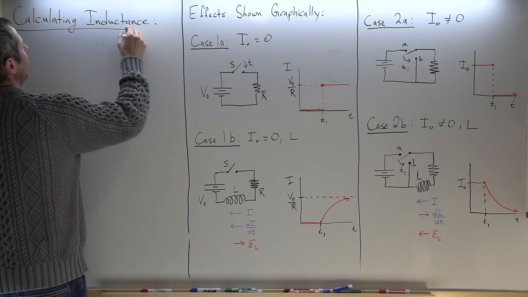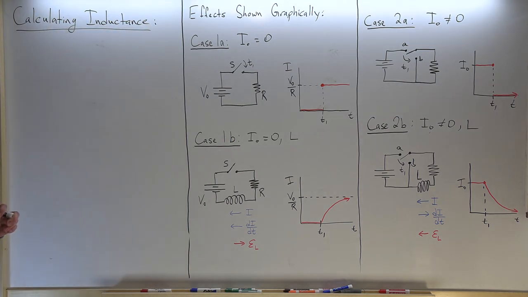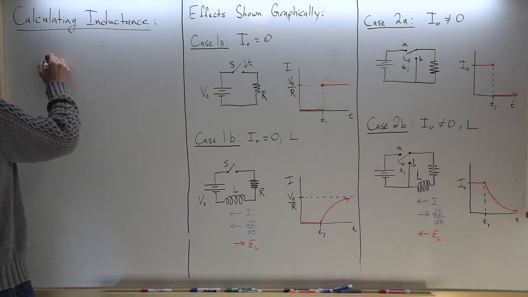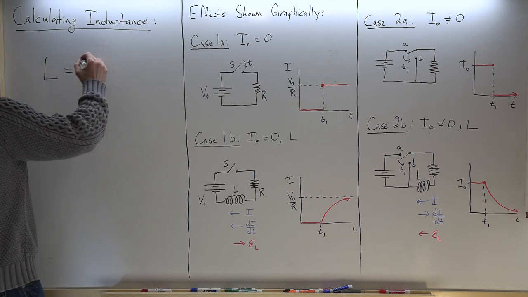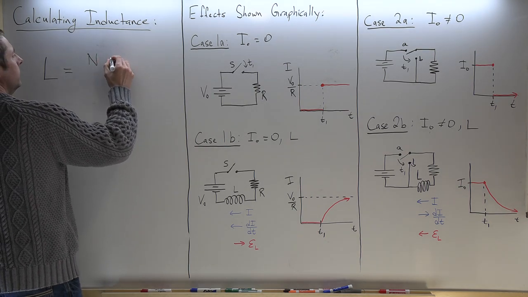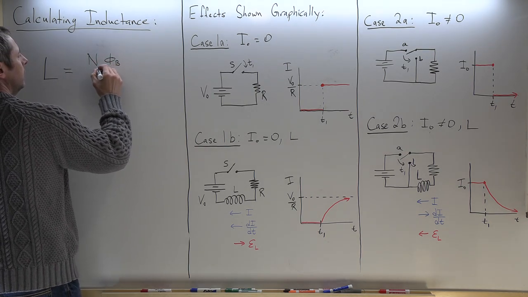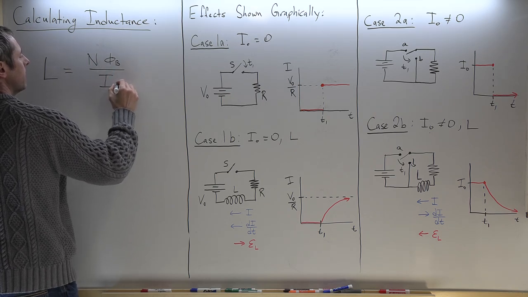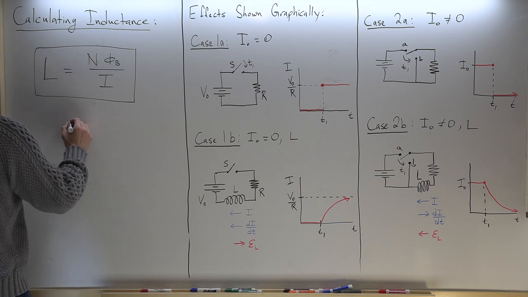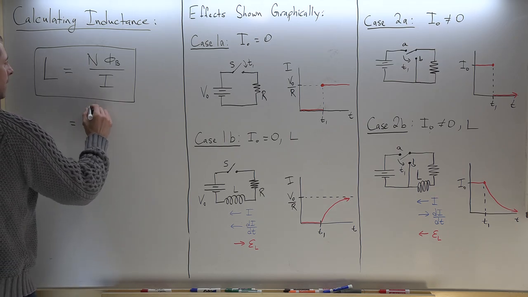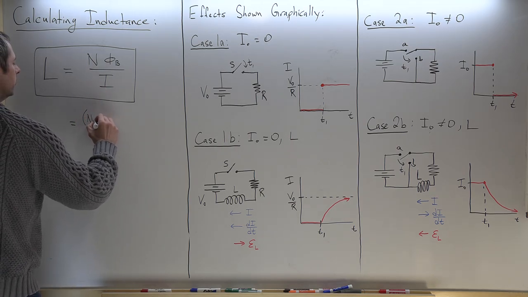How can you calculate the inductance of something? How many henries a particular device is? So L, it's basically this, N. Now let me write out what this is. N is the number of coils.